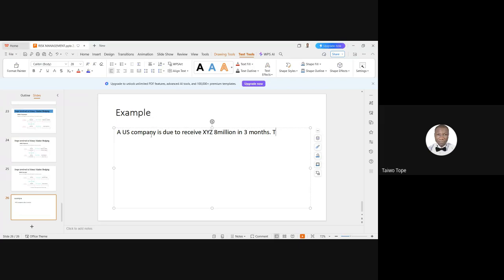The forex spot rate in XYZ per $1 is 3.5460 to, let's say 2 years, 3.5480.